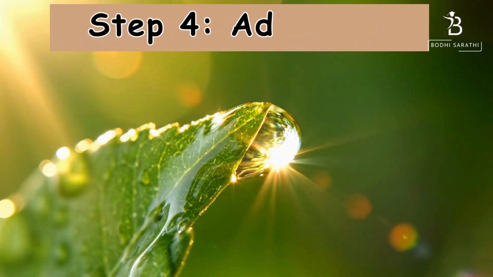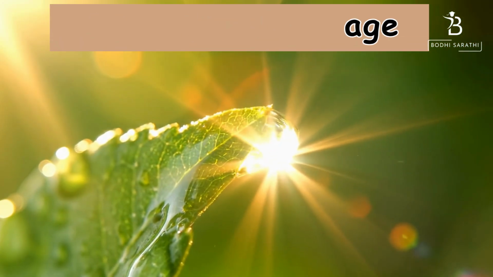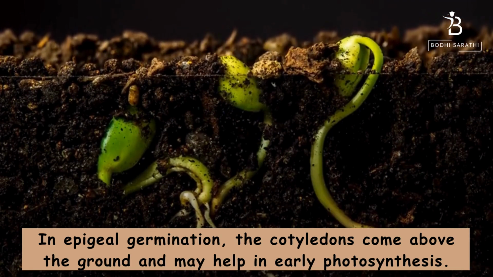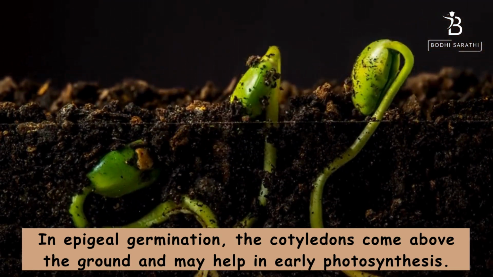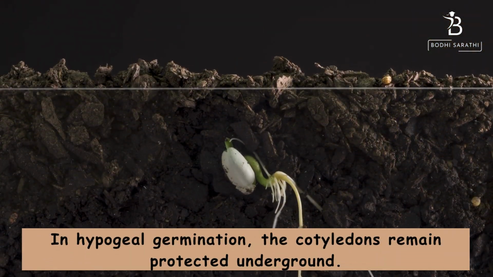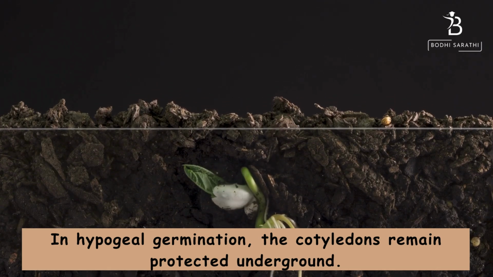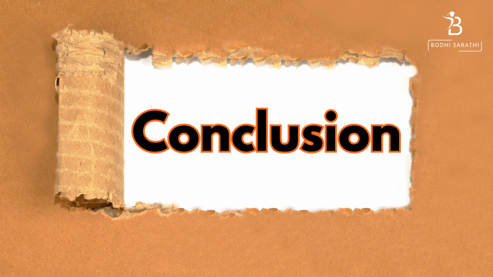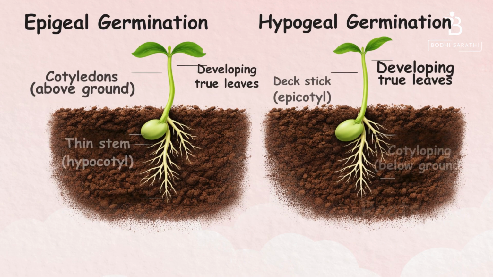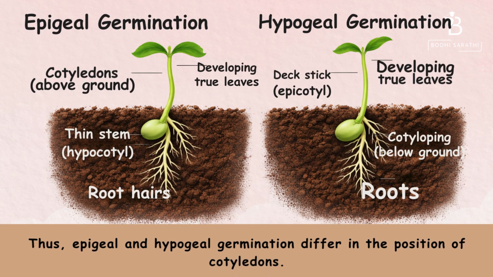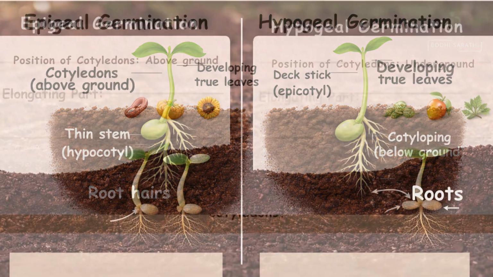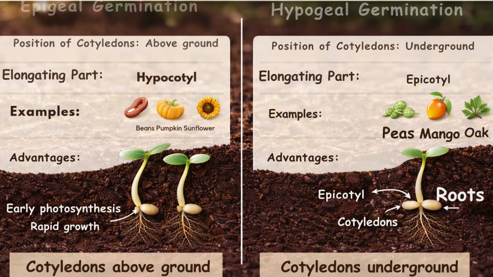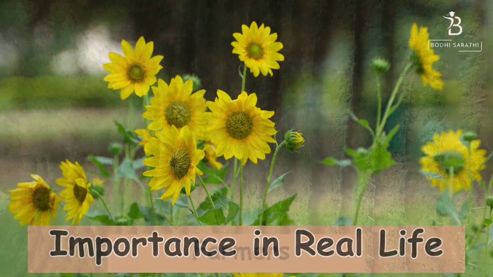Step 4. Advantage. In epigeal germination, the cotyledons come above the ground and may help in early photosynthesis. In hypogeal germination, the cotyledons remain protected underground. Step 5. Conclusion. Thus, epigeal and hypogeal germination differ in the position of cotyledons, the part that elongates, examples, and advantages.